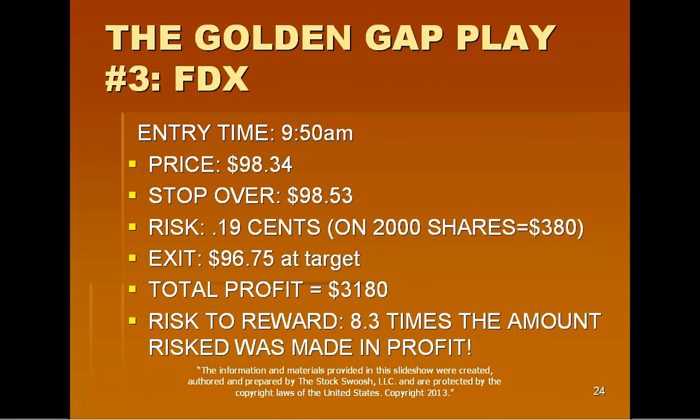Price was 98.34. This is stop now. Here's only 19 cents. The stops are actually getting tinier. On 2,000 shares, you risk $380. The target is 96.75. And it actually went through there again, but this is where you'd get out. And the risk to reward in this is 8.3. 8.3 times the amount of risk, and you made 31.80, risking 380. So let's just go back and look and see. 9:50 was the entry.